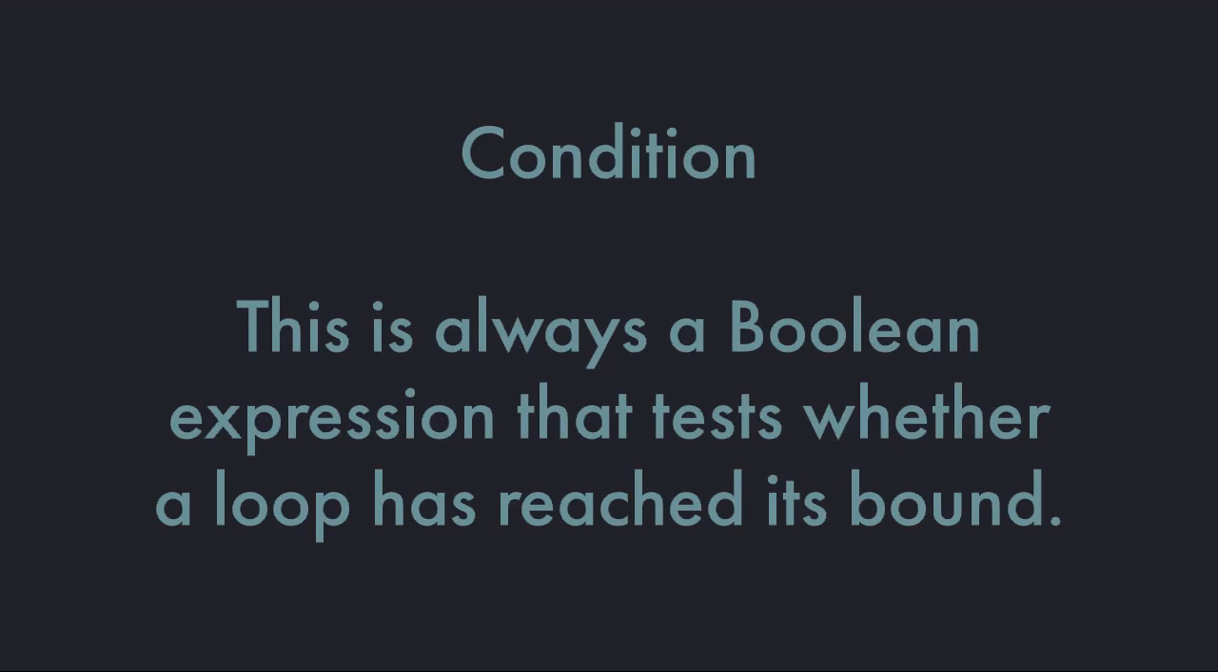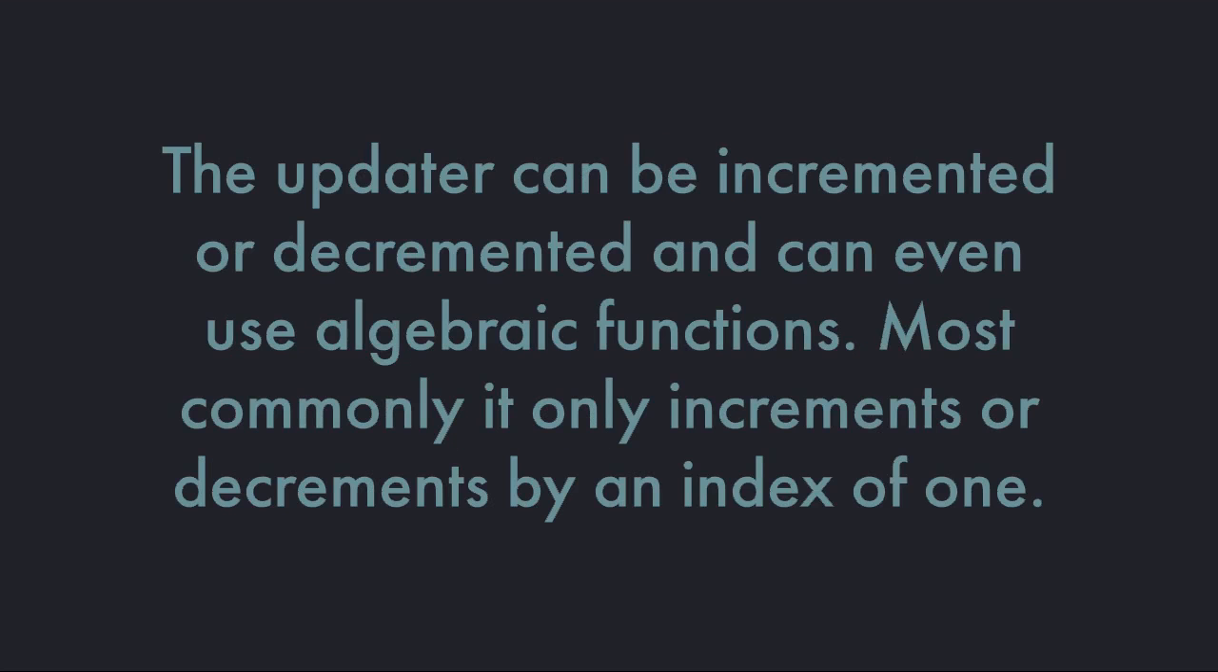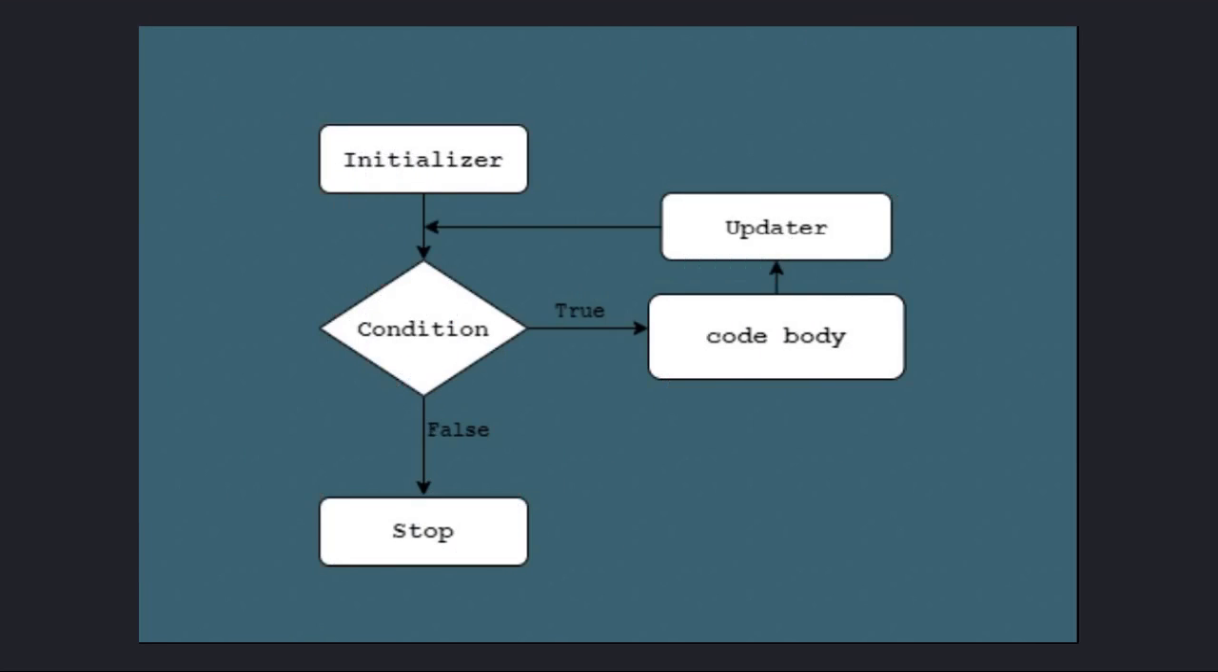Next, you will have the condition. This is always a Boolean expression that tests whether a loop has reached its bound. Next, you have the updater, which is executed after the body of the loop or the statement is evaluated. It is also considered a counter. The updater can be incremented or decremented and can even use algebraic functions. Most commonly, it only increments or decrements by an index of 1.